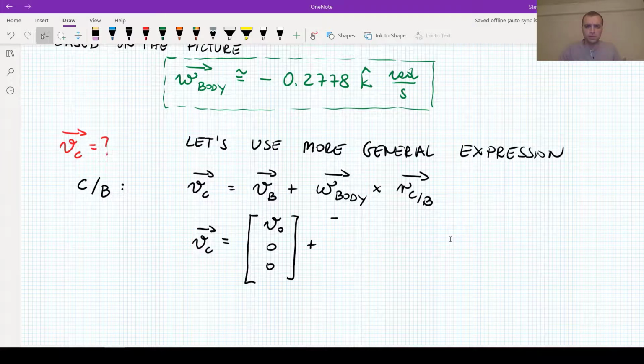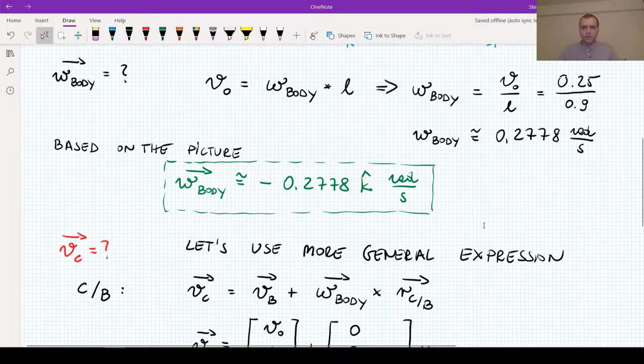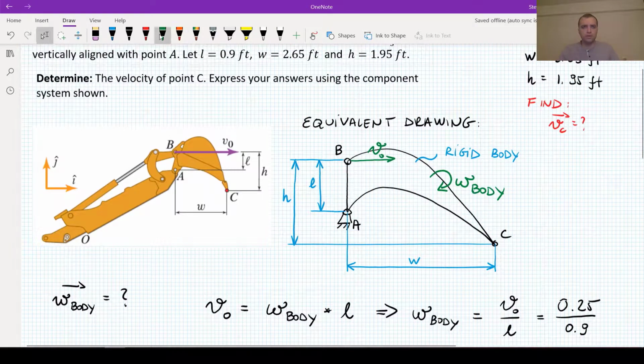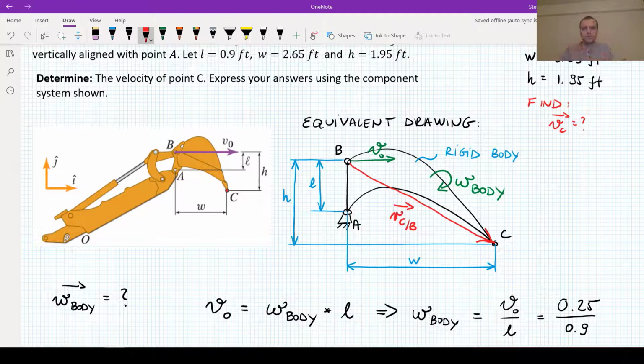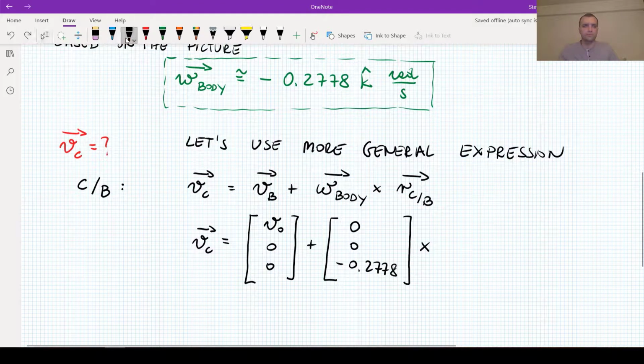We just found omega body. It will be 0, 0, minus 0.2778. And RCB, I will draw in the picture. RCB will be pointing from B to C. This is our RCB. Aha, so it will have w as an x component and minus h as a y component. So w, minus h, 0.